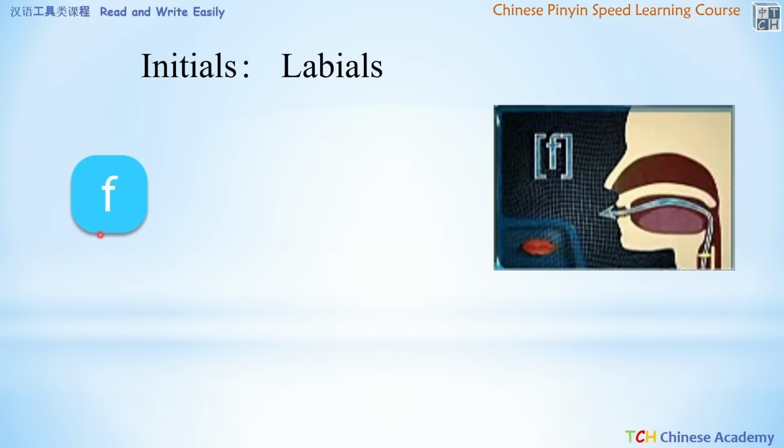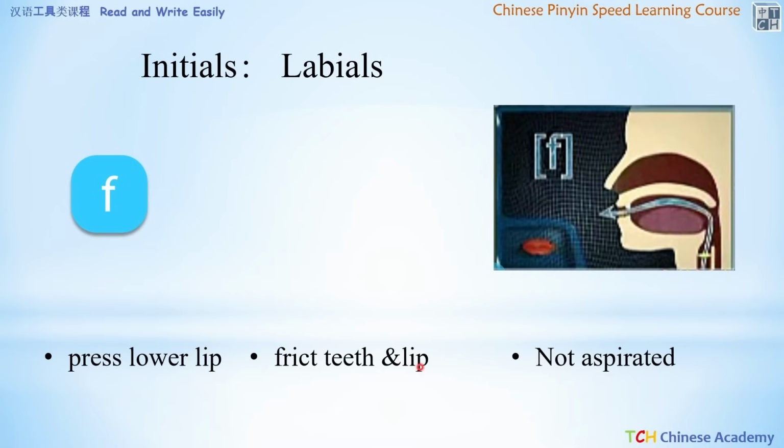And the last labial initial is f. When pronouncing the f sound, try to press the upper teeth against the lower lip and then let out a breath. The sound relies on the friction between the teeth and the lip, and the sound is not aspirated, just as in the English word fat. So, f.